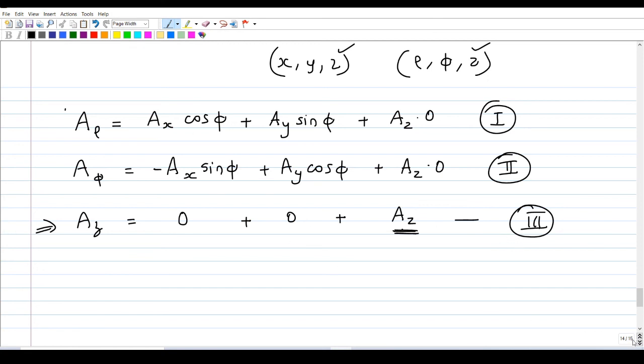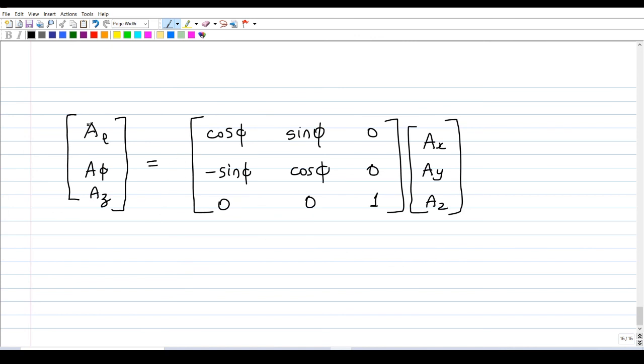So I can write these expressions in matrix form, in a compact form. So A rho A phi AZ forms the left hand side, and this is the coefficient matrix: cos phi sin phi 0, minus sin phi cos phi 0, 0 0 1, and this is our components in the Cartesian coordinate system. So if AX, AY, AZ are known to you, you can use this transformation matrix to calculate the values in cylindrical coordinate system, and you can transform the vector. And you can do the reverse thing also using the same idea that we will do in the class.